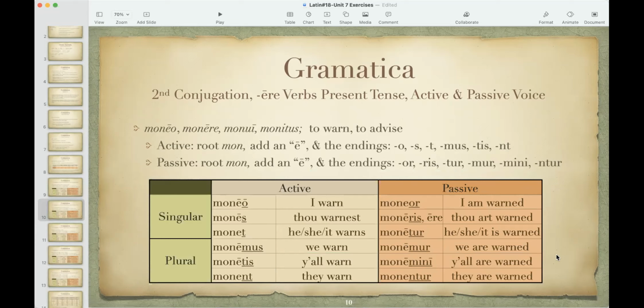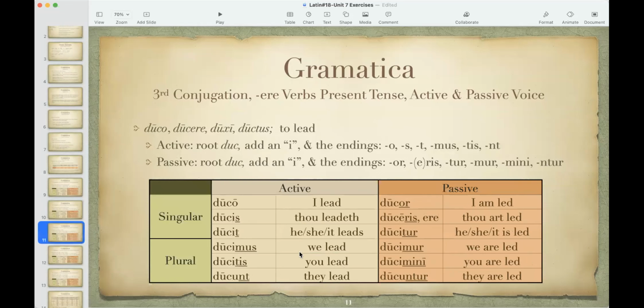Not in Latin. Yeah, the mini ending is always second person plural passive voice. Okay, I'm going to have to remember that because that's not what I associated it with. Okay, thanks. Yeah. Yep. All right. Let me put in my y'all in here. There we go.